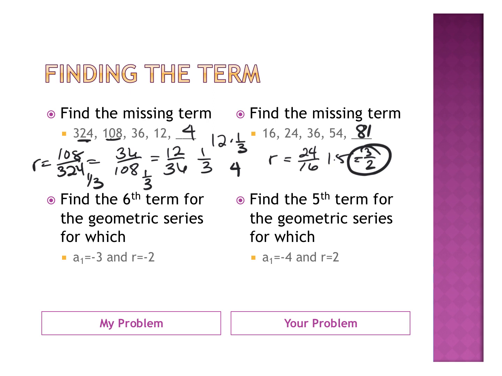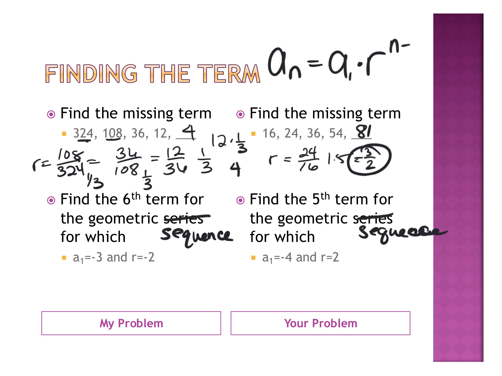So the next thing we're going to need to do is find the sixth term, find a missing term of the geometric sequence. Remember that a sequence is just a list of terms. A series is the sum of them. We'll talk about series later. So remember my formula from the previous slide, an equals a1, the first term, times r to the n minus 1 power. So let's write our rule.